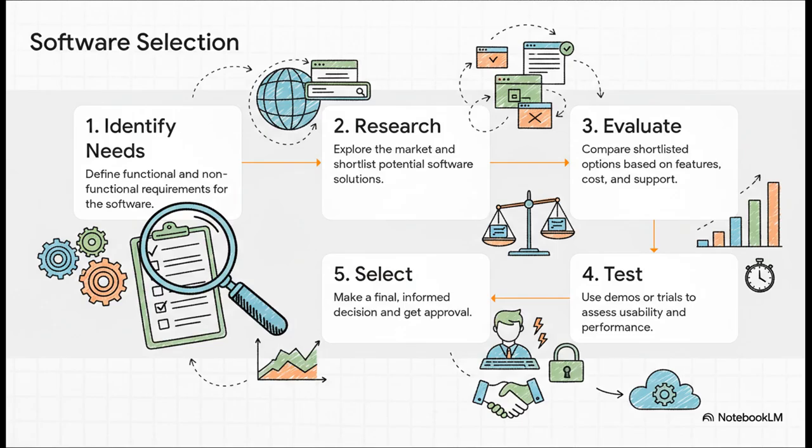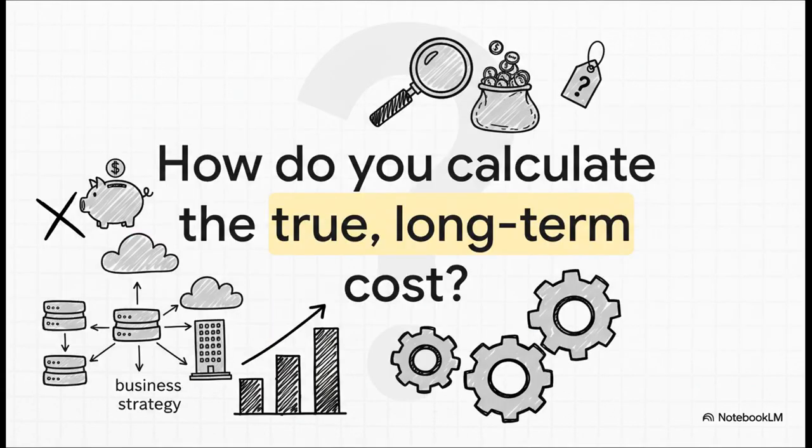It all starts with making smart, structured choices. A perfect example is picking new software. Instead of just going with your gut or choosing whatever's popular, EA brings a real method to the madness. You start by figuring out what you actually need. Then you research the market, evaluate your top options, test them out properly, and only then do you make that final, informed decision. Okay, but a huge part of that evaluation is cost.